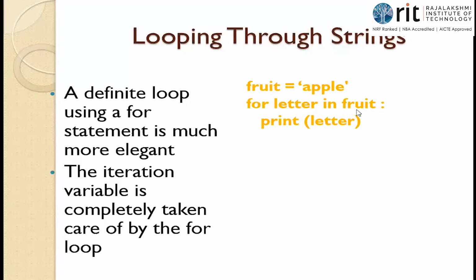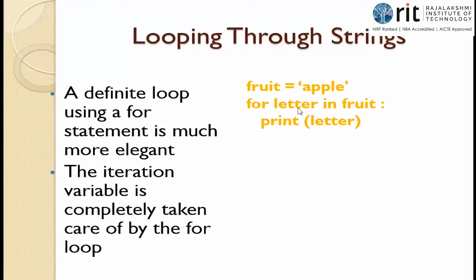for letter in fruit colon வந்துருச்சா? for item in sequence என்ன பிளேஸ் பண்ணிருக்கேன்? string பிளேஸ் பண்ணிருக்கேன். நீங்க இங்க டைரக்ட்டா appleன்ற வேல்யூ பிளேஸ் பண்ணலாம் or நீங்க வேரியபிள் நேம் கூட பிளேஸ் பண்ணிக்கலாம். சரியா? for letter in fruit colon வந்துருச்சா? print letter. So this is after tab space.